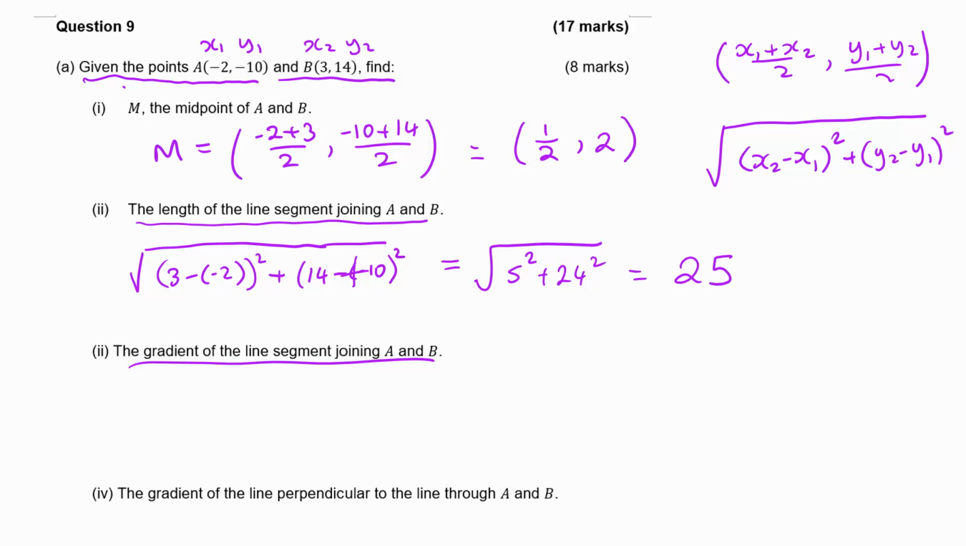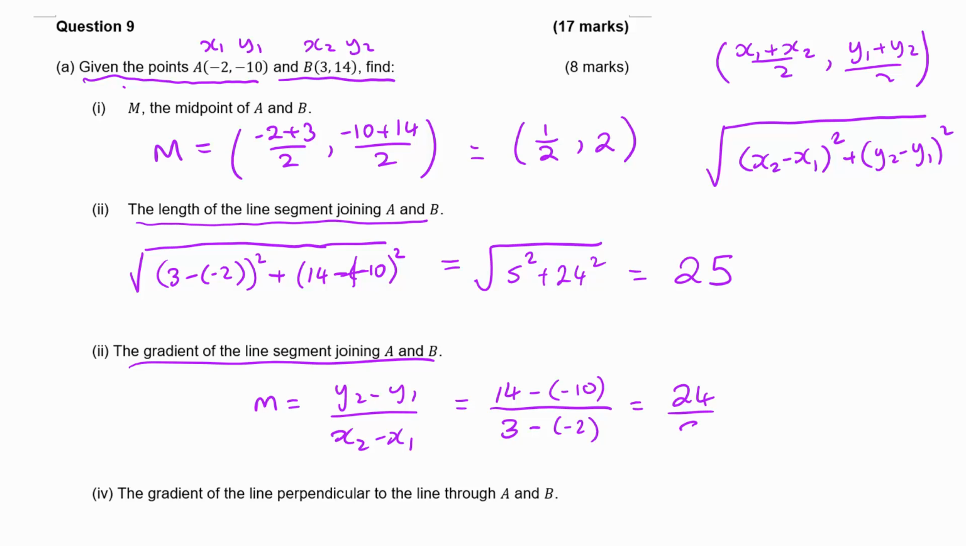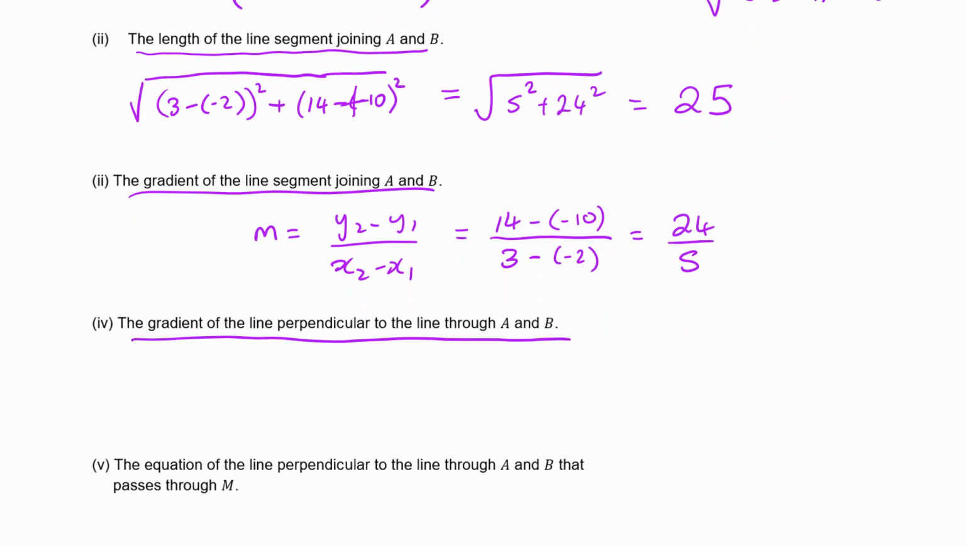The gradient of the line segment joining A and B, so m we know is y2 take away y1 over x2 minus x1. So that is going to be 14 take away -10 divided by 3 take away -2, which is 24 over 5. The gradient of the line perpendicular to the line through A and B, so in other words perpendicular to this, well, we know we change the sign from positive to negative and flip the fraction upside down.